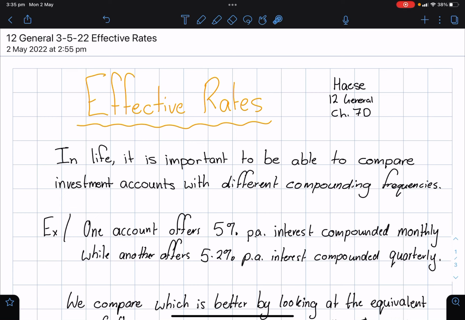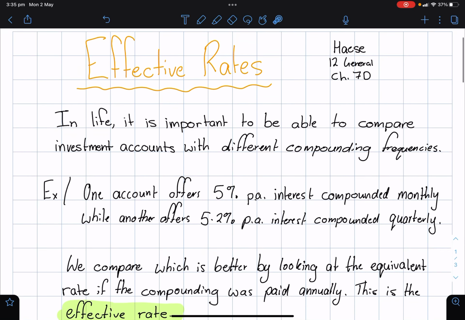Today we're going to keep going on our financial modelling and we're actually going to look at effective rates. So this is looking at chapter 7D in the Hazy 12 General textbook. In life it is important to be able to compare investment accounts with different compounding frequencies. Different banks might pay you compound interest monthly or quarterly or fortnightly or yearly, and it's really important to compare them at face value. So that's what we're going to look at in our example today.